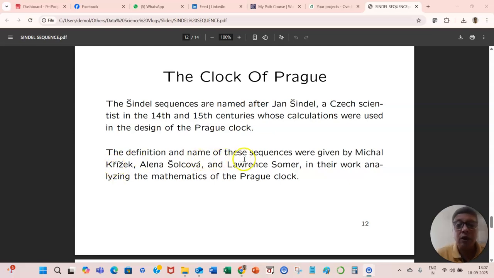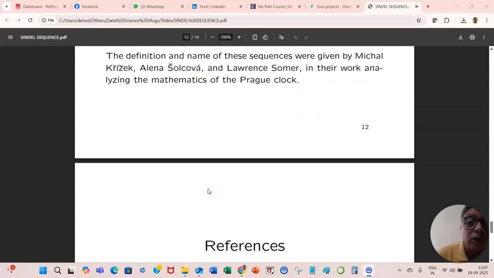The definition and the name of these sequences were given by Michael Kriek, Elena Solkova, and Lawrence Sommer in their work analyzing the mathematics of the Prague clock. So the Prague clock is still there.